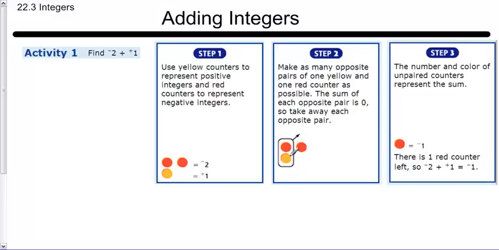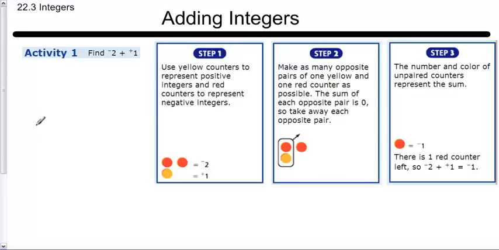So when I add them together, what we look for here is we take away the same. So here 1 and negative 1 gives me 0. As it says here, step 2, make as many opposite pairs, red and yellow, and then we take them away. So here's 1 red and yellow pair. What are we left with? We're left with 1 red dot, and if we remember way back when, the red dot is negative 1. So the negative 2 plus 1 is negative 1.